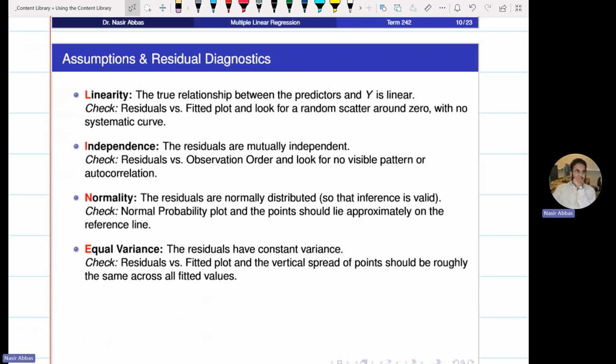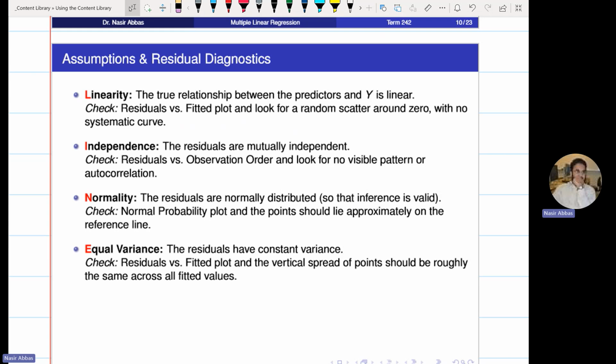Last slide says that we have 4 assumptions of linear regression. The first assumption is linearity. That means the true relationship between X and Y is linear. How do we check it? We check it using a residuals plot. I will show you a residuals plot now. The second assumption is about independence, that each pair of observations is independent. The third is normality, and the fourth is equal variance.